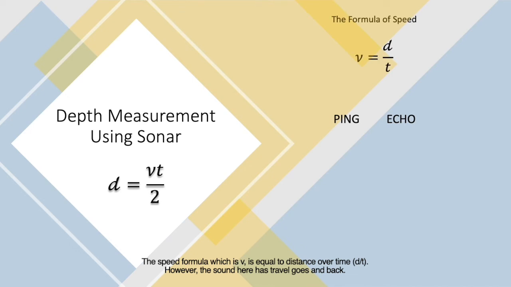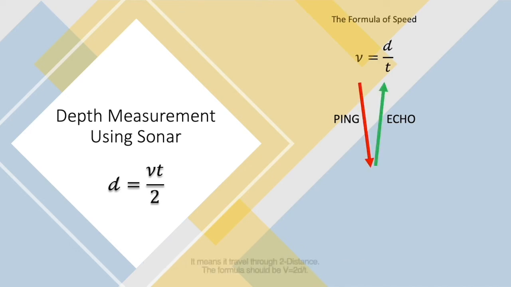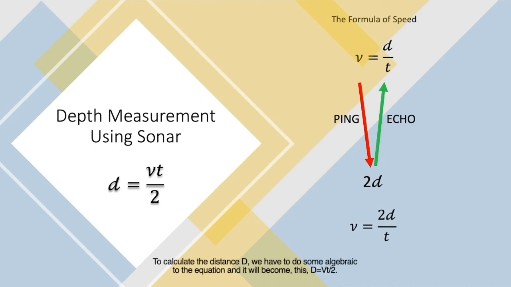However, the sound here has traveled to and back. It means it travels through two distances. The formula should be V equal to 2d over t. To calculate the distance, we have to do some algebra on the equation and it will become d equal to vt over 2.